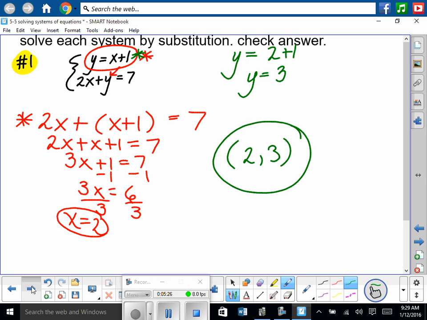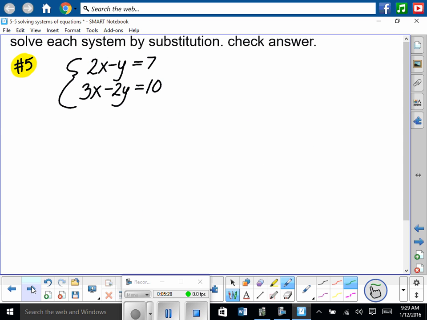I'm going to do one more off the worksheet, number 5. So we have 2x minus y is equal to 7. 3x minus 2y is equal to 10. So it asks us to do it by substitution. The first thing I look for, is there a variable already solved for all by itself that we can substitute in? No. So we're going to have to go ahead and solve for a variable and substitute it into the other function. I always choose to solve for a variable that will give me no fractions. If you do have fractions, you'll be okay, you'll survive, but I just like to not deal with fractions.